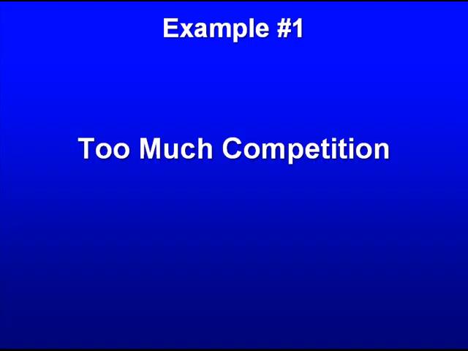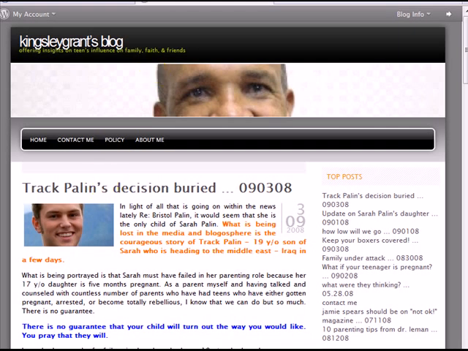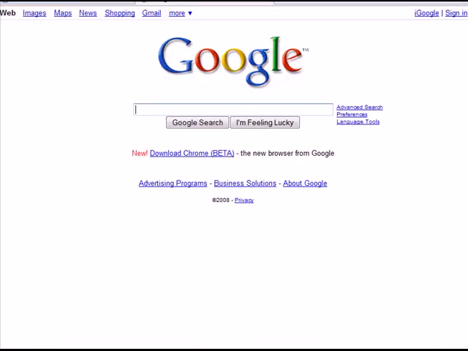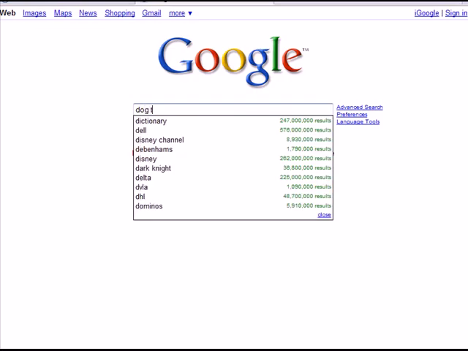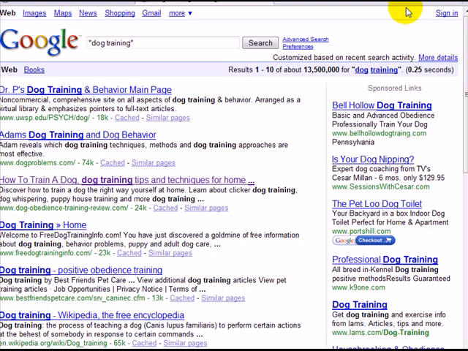Let me talk briefly about the two main problems that people run into when they try to build a website. The first is that they run into too much competition, which of course means that you will not be able to rank high enough. Let me show you an example. Let's go to Google and just do a search. Let's say that I wanted to target the term dog training. I'm going to enter this term in quotes to show you exactly how many times dog training appears on the internet. Okay, about 13.5 million.